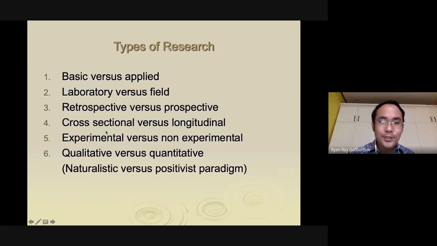When we say cross-sectional research, these are researches that are done only at a single point in time. Okay, to be more specific, data collection is only done at a specific period of time. For example, I do a research on your feelings about online learning, and I just collect your data at one point in time. That's a cross-sectional research.